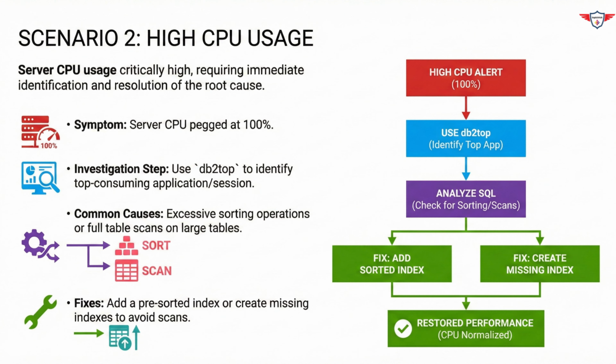Scenario number 2, high CPU usage. You look at your server and the CPU is pegged at 100%. Use DB2 Top to identify the specific application causing the load. Often, high CPU is caused by sorting.